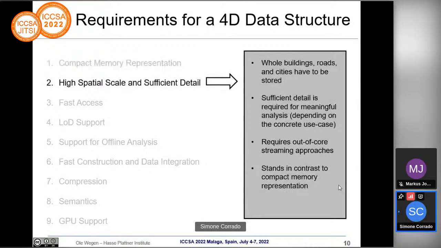Another requirement is, we speak about city scale data, so we have to support high spatial scale in this data structure. At the same time, we want to use this data for analysis, so we need sufficient detail in the data for this. This probably requires out-of-core streaming approaches, and it stands in contrast to the first requirement, the compact memory representation. We can see this in all these requirements. There are always conflicting requirements, so we have to find a good trade-off between these.